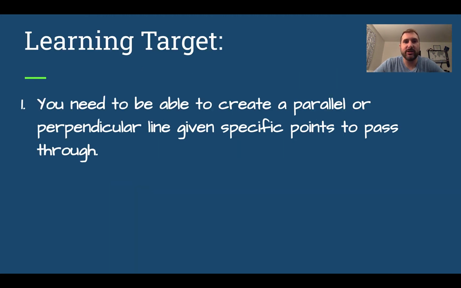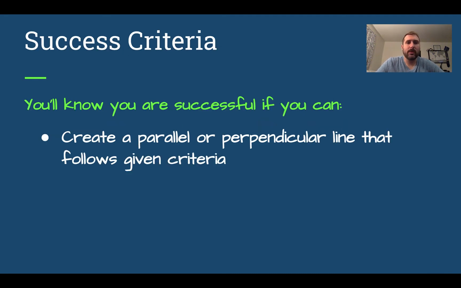After this lesson, you need to be able to create a parallel or perpendicular line given specific points to pass through. You'll know you're successful after this lesson if you can create a parallel or perpendicular line that follows the given criteria.